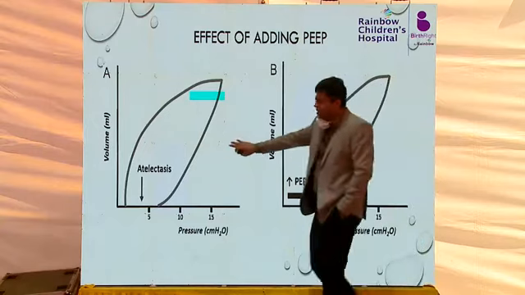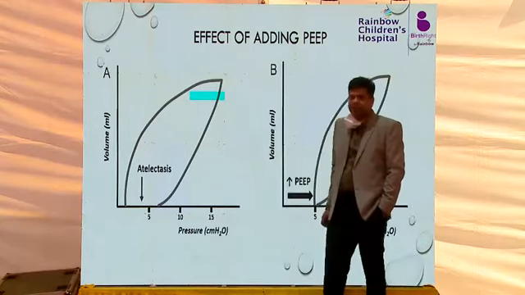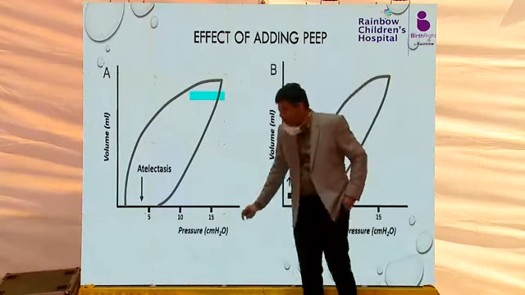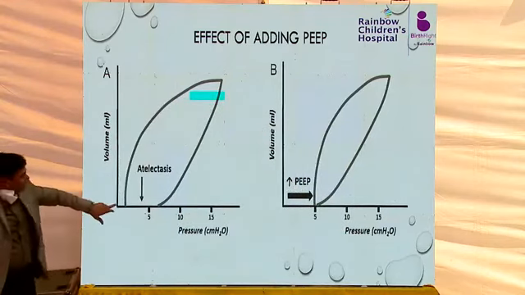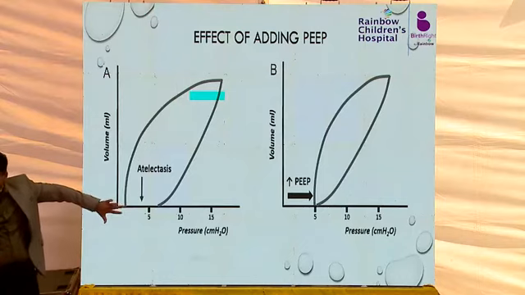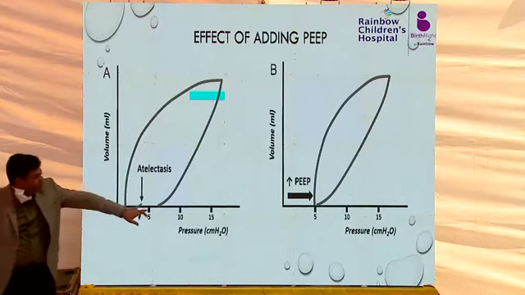So what is happening in this graph? Let's start from the inspiration. So the PEEP set is this much. Let's imagine this is 3. Fine. Now the PIP has started going from 3 to 10.